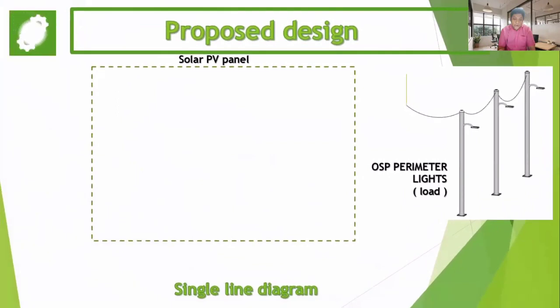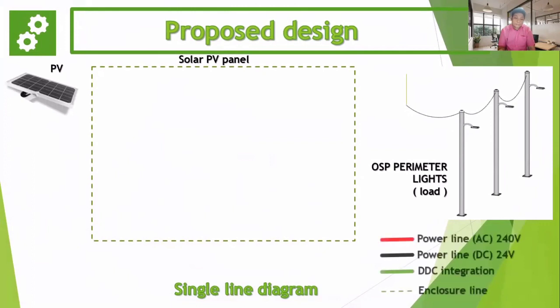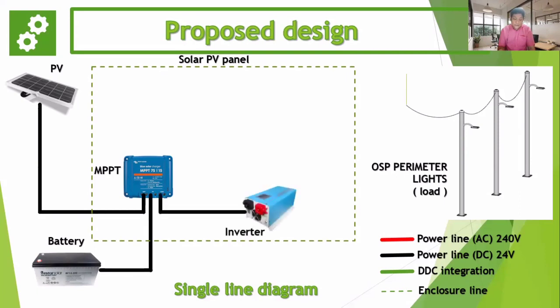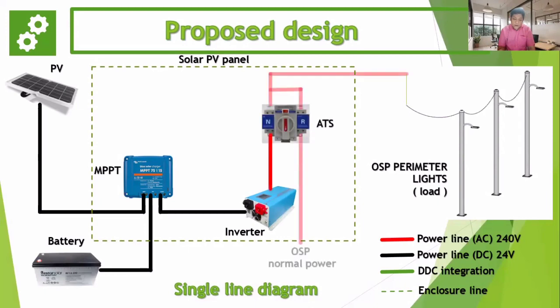On the proposed design, we have a solar PV, also known as a solar panel. It will be connected to our MPPT, which is also our solar charger. Then our solar PV will charge our storage, which is our battery. Next, from DC, it will be converted to AC using the inverter. On the load side, we have an ATS, which is connected in parallel to supply our perimeter lights.